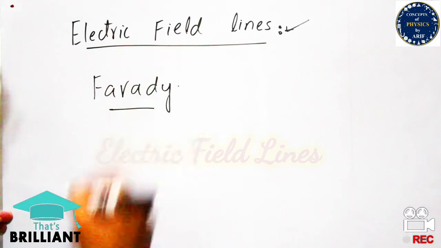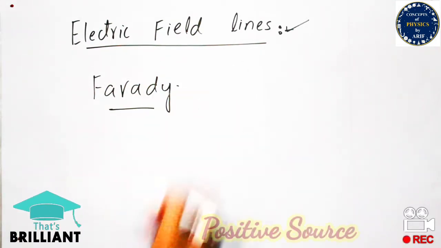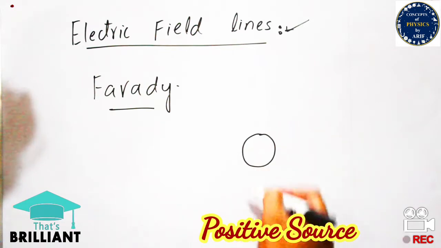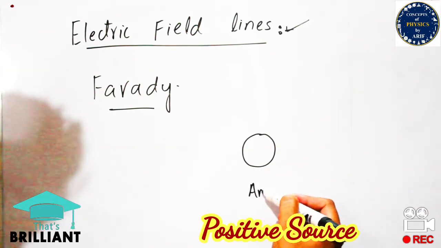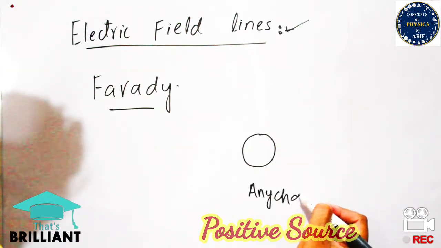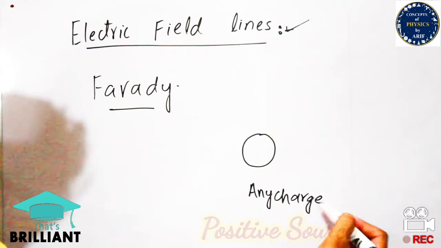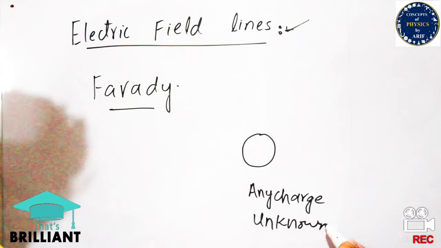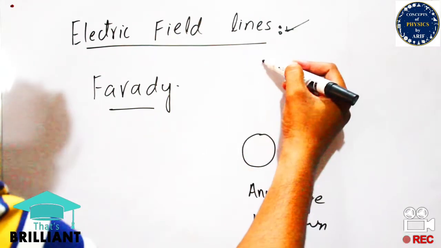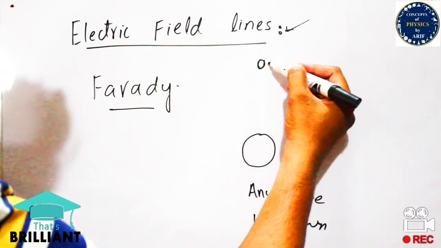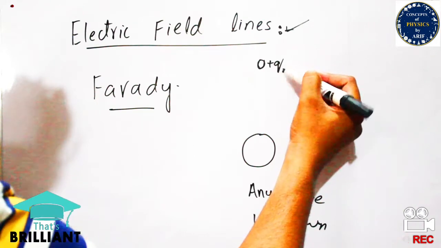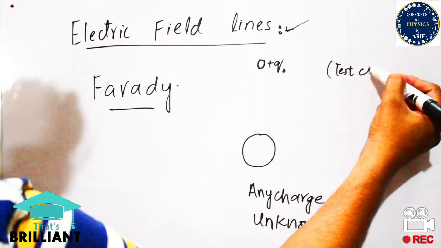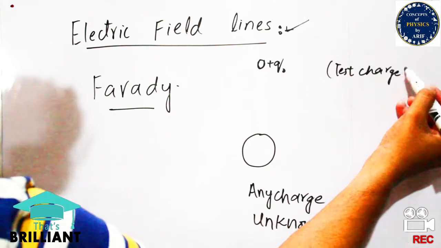and this theory represents what happens when any charge is placed in the center and a positive charge, or point charge, or test charge is placed in the vicinity. What will be the effect? This is any charge and its polarity is unknown. We don't know whether it is a positive charge or a negative charge. So we will place a test charge in its vicinity in order to check.